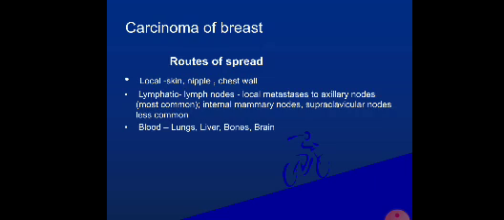By lymphatic spread, lymph node involvement is very common along with breast cancer. Local metastasis to axillary nodes is most common. Then they can invade the internal mammary nodes, and supraclavicular nodes can also be involved, but involvement of supraclavicular nodes is less common. In hematogenous metastasis, tumor cells enter the blood and invade the lungs, liver, bones, and brain. So you have to remember this hematogenous spread to the lungs, liver, bones, and brain: 2L and 2B.